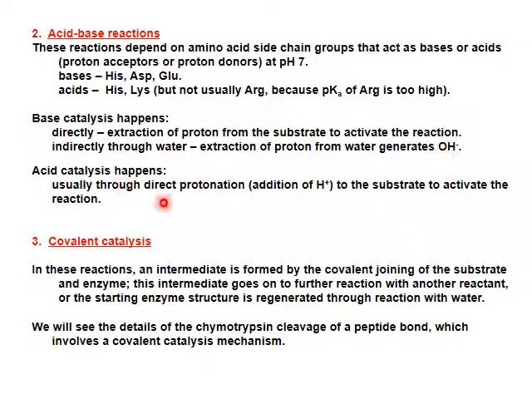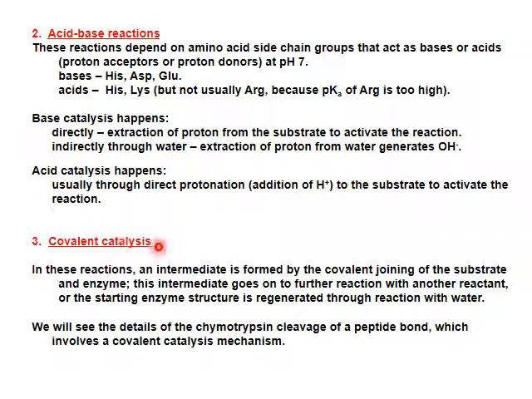Acid catalysis happens through direct protonation. In other words, you add a proton to the substrate, and that's needed to activate the reaction. So this interplay of proton donation and proton removal is key in enzyme reaction mechanisms. Not all of them, but many of them. And the one I'm going to really focus on, the serine protease, is a series of these acid-base reactions.